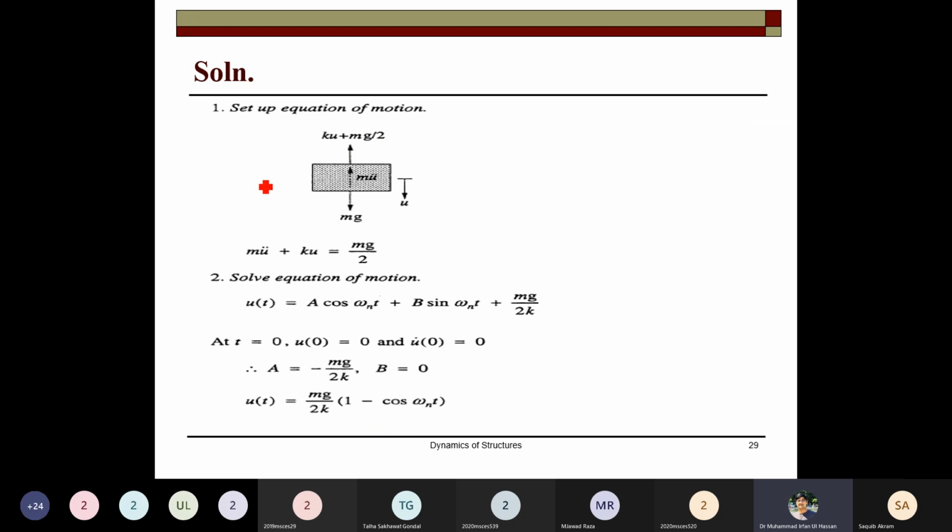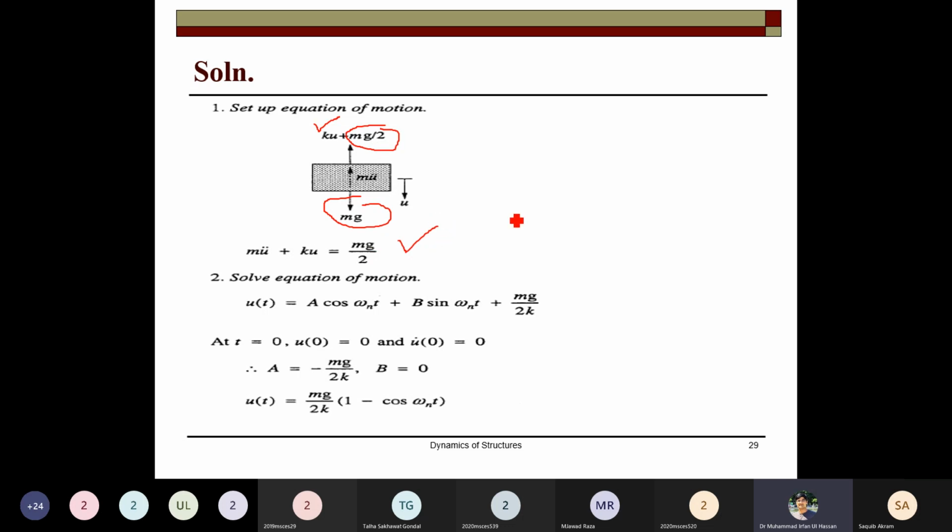So this is a different problem, where you have the spring force mg by 2, the stiffness of the system ku plus mg by 2, and the downward weight. This is the free body diagram. So it is told that the total force, basically mg plus ku, is equal to mg by 2. You can write the equation here: ku plus mg by 2 should be equal to minus mg. So mg minus mg by 2 gives us mg by 2. So this is the equation of motion.